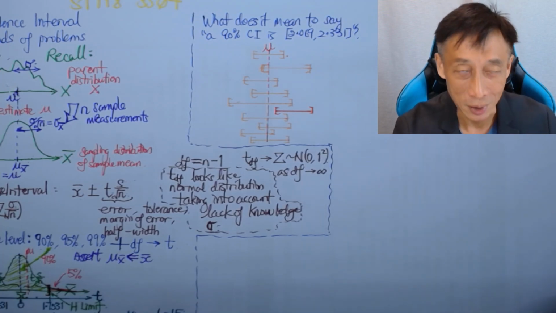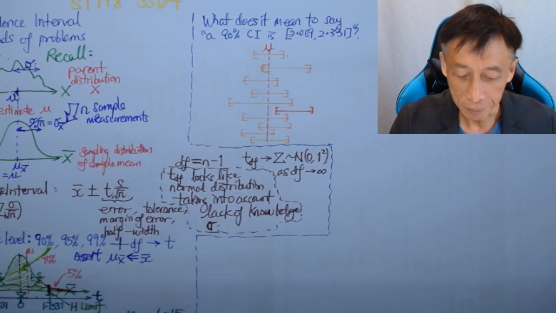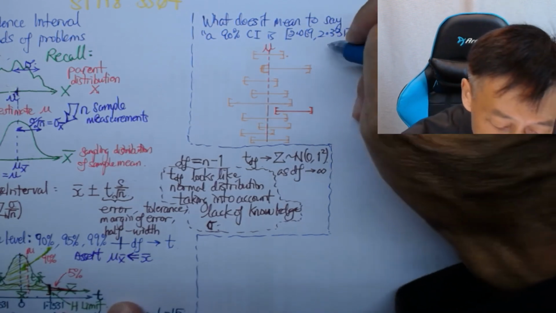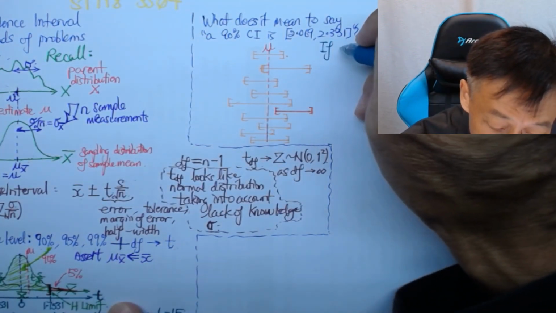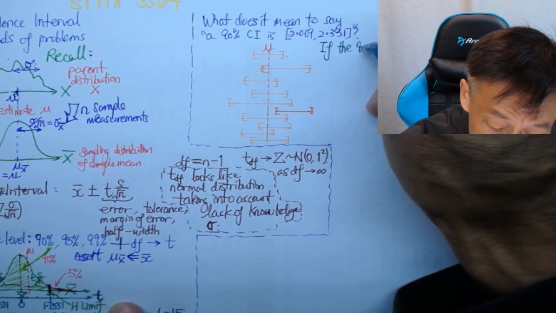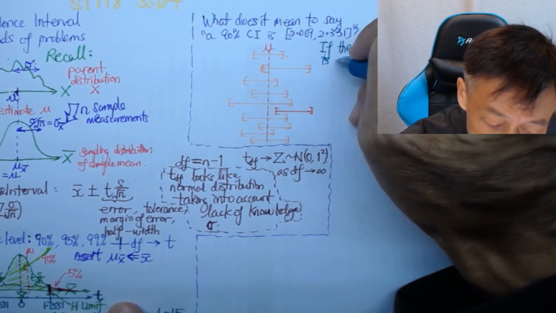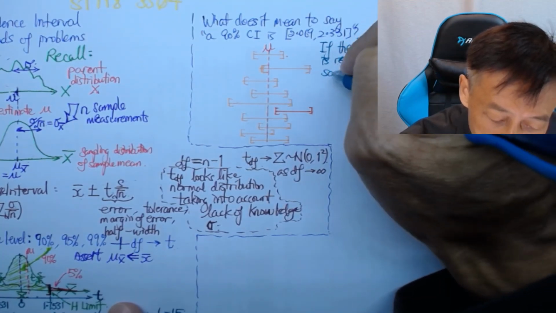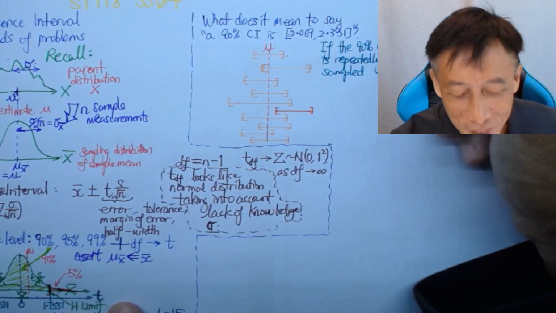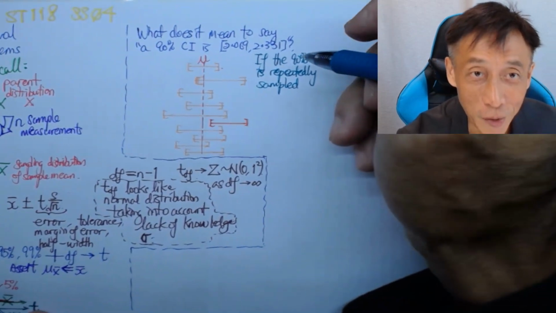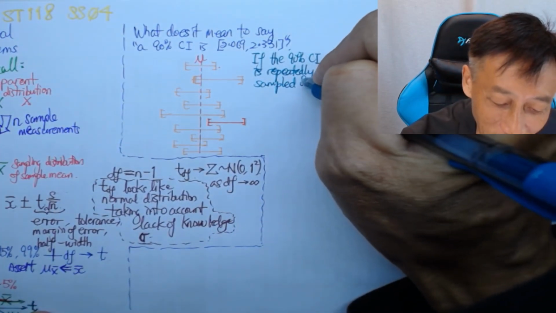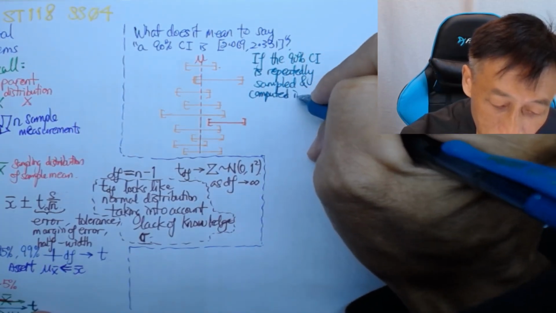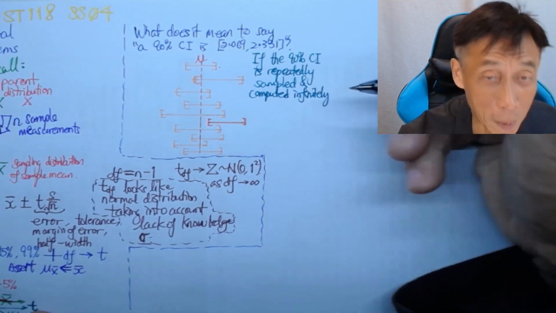I want to show you the 90%. But we don't need to stop at 10. So essentially, we are trying to say that if repeated, right? If the 90% CI is repeatedly sampled. I need to just be accurate now. Basically, if repeated infinite number of times. So if it's repeatedly sampled and computed infinitely many times, then we can talk about percentage, right?